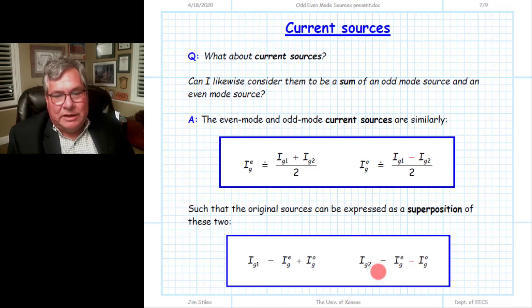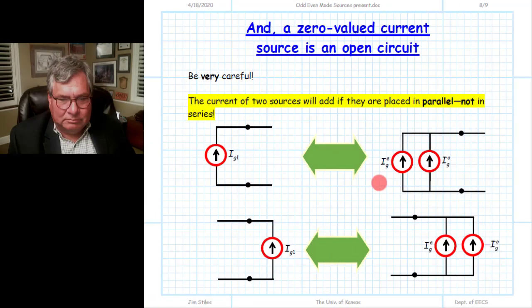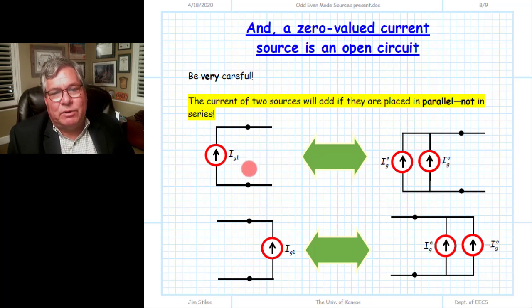Now, there's one catch in how you implement even and odd mode current sources. You need to be very careful. This is an issue where students frequently make errors, so pay attention to this next slide. The key thing when adding current sources is that you don't add them in series, you add them in parallel. If I have a current source on the left side, IG1, and I want to replace it as a superposition of the even and odd mode current sources, we would write these two current sources in parallel with each other. It makes no sense to put two ideal current sources in series with each other. They would simply conflict.